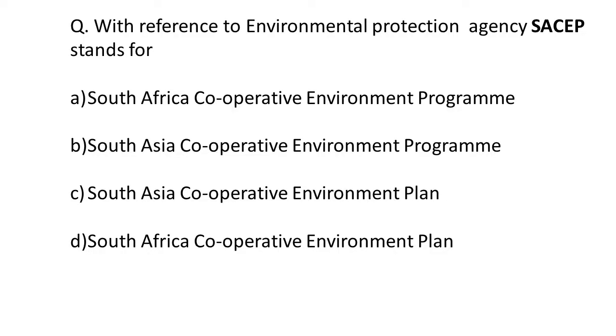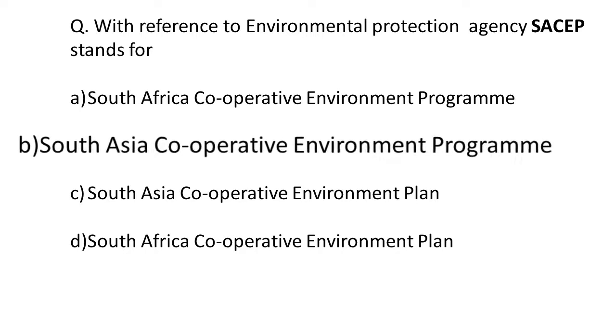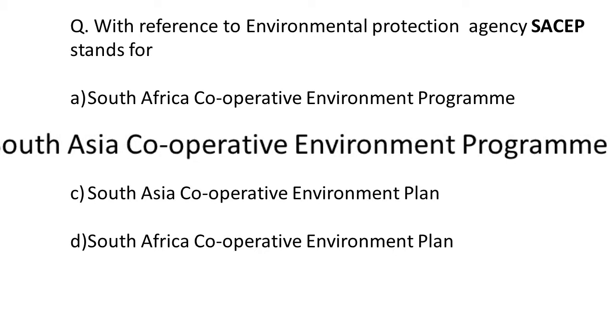With reference to Environmental Protection Agency, SACEP stands for. Option A, South Africa Cooperative Environment Program. Option B, South Asia Cooperative Environment Program. Option C, South Asia Cooperative Environment Plan. Option D, South Africa Cooperative Environment Plan. So the correct answer for this is B, South Asia Cooperative Environment Program.